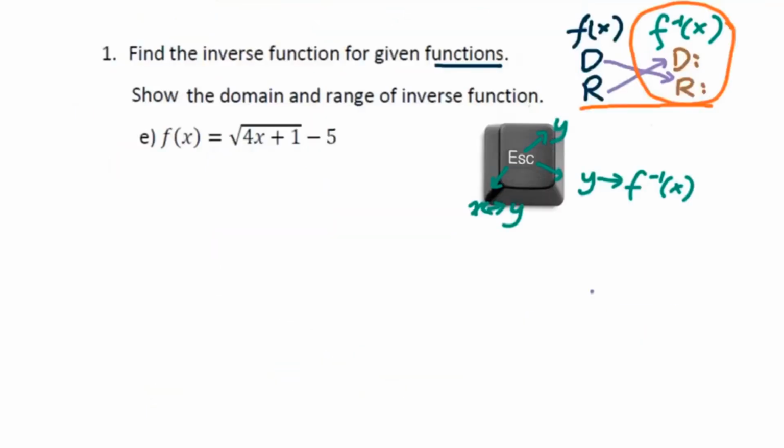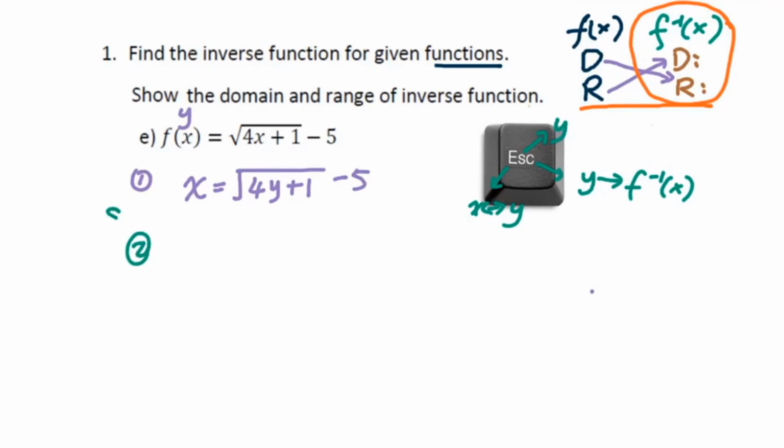Now let's go to E. f of x equals the square root of 4x plus 1, minus 5. Still, we use the steps, that's the escape button. f of x is y. So the first step is to switch x and y. We get x equals the square root of 4y plus 1, minus 5.